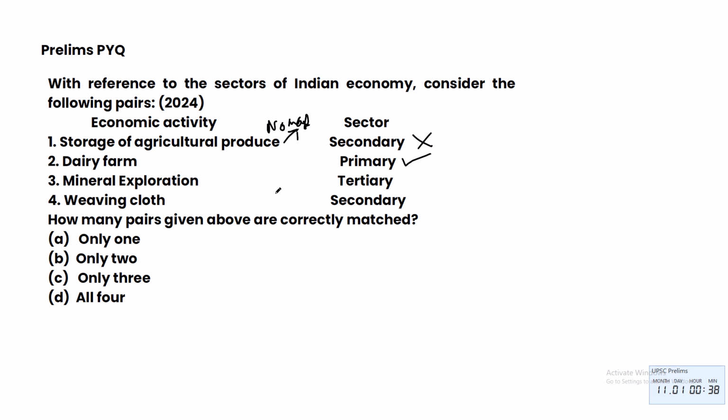Yes. Mineral exploration. Mineral exploration involves the direct extraction or identification of natural resources from the earth. The activity falls under the primary sector, particularly mining and quarrying. Here it says tertiary sector, which is wrong. So weaving cloth, it involves transforming a natural product into a completed good, like manufacturing a good, like textile cloth. This activity belongs to the secondary sector. So out of all these answers, option 2 is the right one.